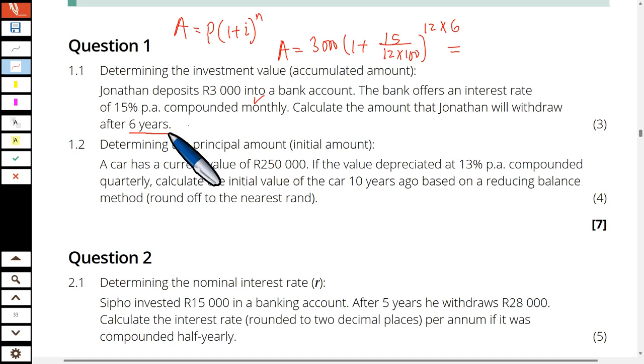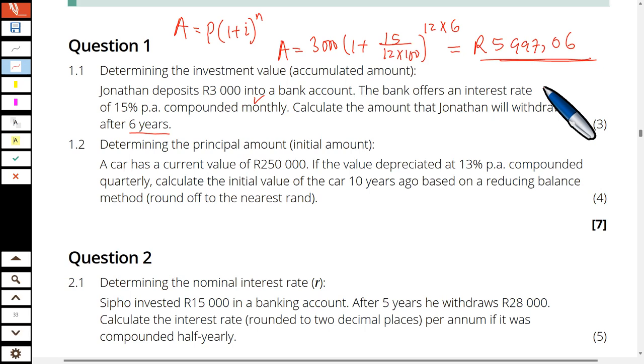So when you use your calculator to do this, you realize therefore that Jonathan will have exactly 5,997 rand and 6 cents. Okay, so that is what we get here. And so we solved it. Right, so we continue now.